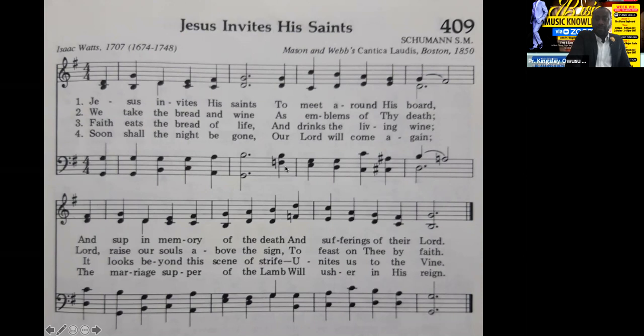We have one here, natural. Remember, instead of playing F sharp, you just play the normal F here. Now, look at this one.